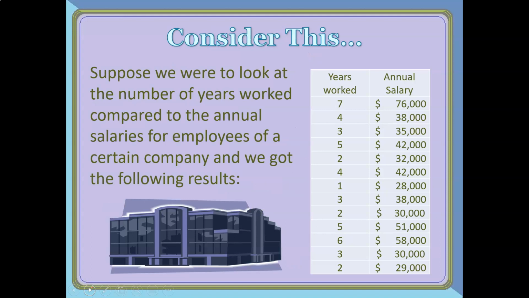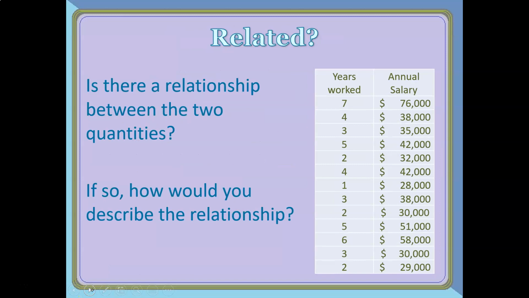Okay, so suppose we were looking at the number of years worked compared to the annual salaries of a certain company, and we got these results in this table. There's a lot of numbers here. So, we can stare at this and look for trends, or you can probably order the years worked and make that into a table and find the relationship. So how would you describe it?